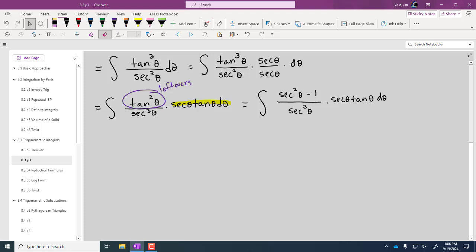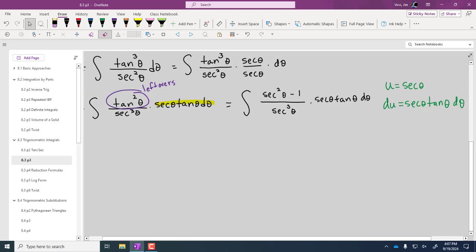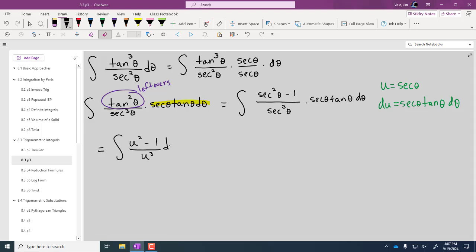What do you think we're going to let u be? Secant. Yep, because the derivative of secant is secant tangent, and that's what we have off on the side. So we're going to let u be secant. So du will be secant tangent times d theta. So when we jump in here, we're going to end up with integral u squared minus 1 over u cubed du.